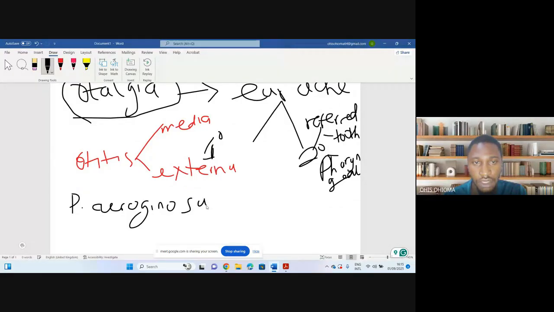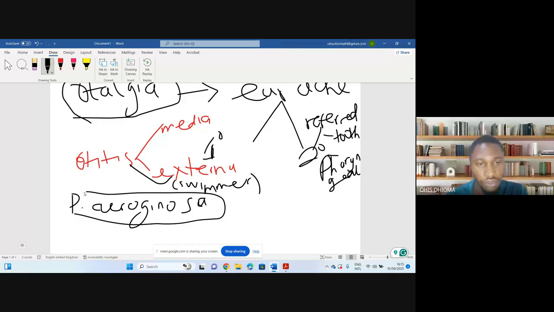This otitis externa is also known as swimmer's ear. They ask it a lot in the exam, so it's very important that you guys know this. This is actually very high yield for the exam. They might give you a presentation of the patient and ask you the organism that's causing the patient's symptoms. Another thing you need to know about this organism is that it's found in people who swim a lot. That's where the name swimmer's ear comes in.